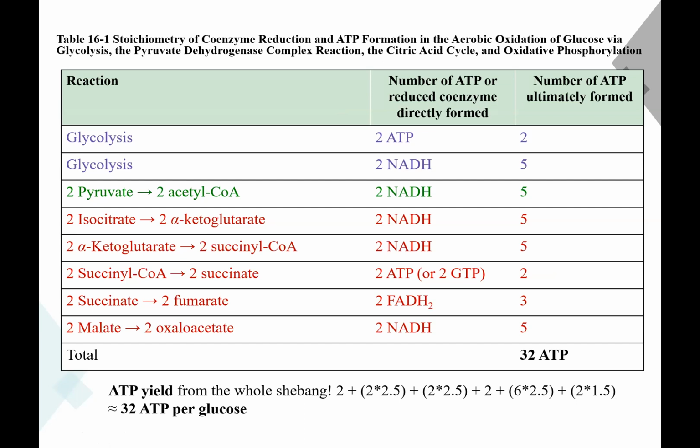Okay, so if we do the math, in glycolysis, we got a net gain of 2 ATP and 2 NADH. For the 2 pyruvate to acetyl CoA, we got another 2 NADH, and then all of this from the citric acid cycle. If we use that math of the 2.5 and the 1.5, we end up with a sum total for the complete catabolism of 1 molecule of glucose. We get 32 ATP, which is a number you may have seen before.